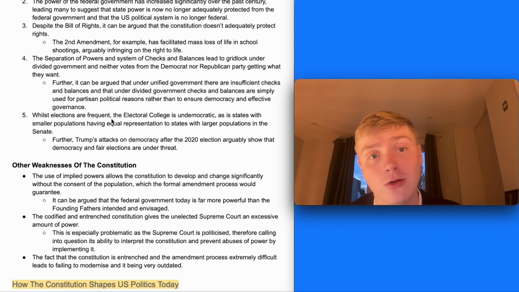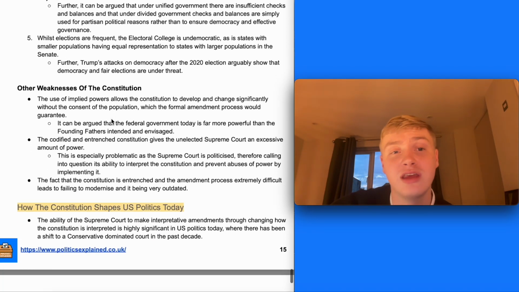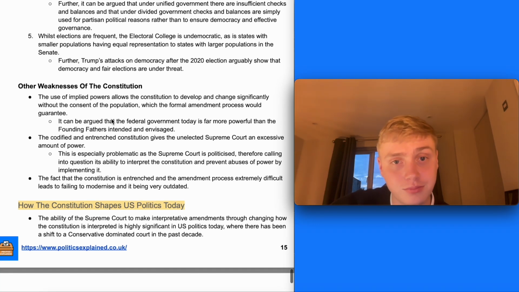Despite the Bill of Rights, it can be argued that the Constitution doesn't adequately protect rights. For example, this can be seen in the Second Amendment facilitating mass loss of life in school shootings. Separation of powers and checks and balances often leads to gridlock under divided government rather than bipartisanship, whilst under unified government, it can be argued there are insufficient checks and balances. And whilst elections are frequent, the Electoral College is undemocratic, as is states with smaller populations having equal representation to states with larger populations in the Senate.